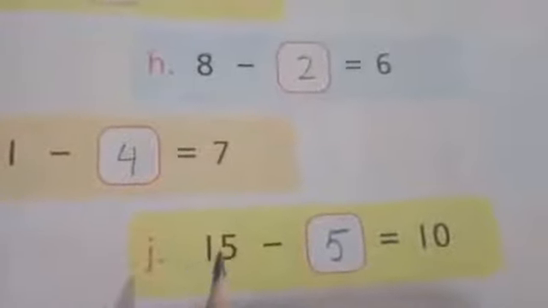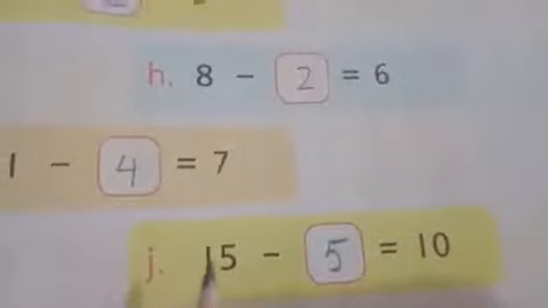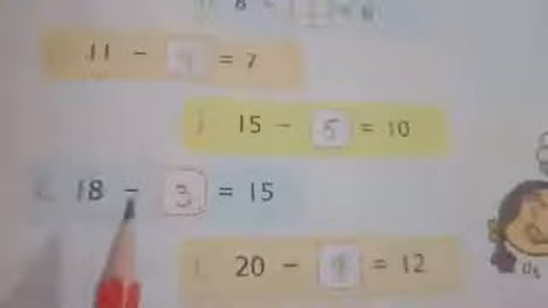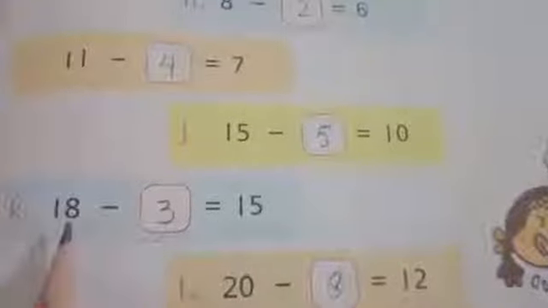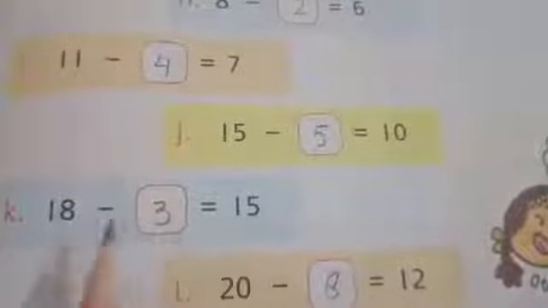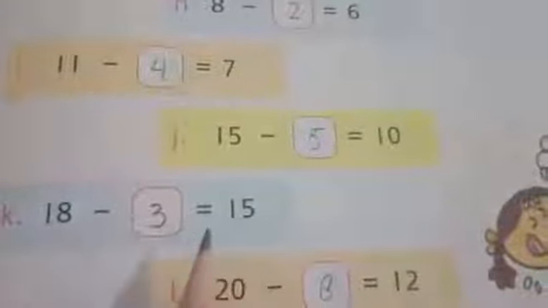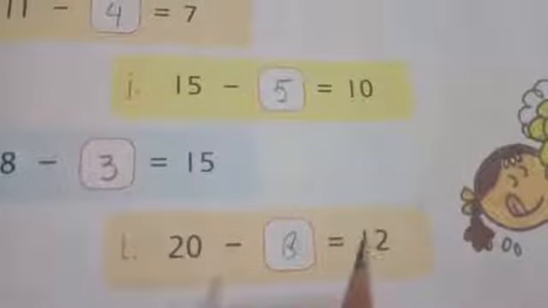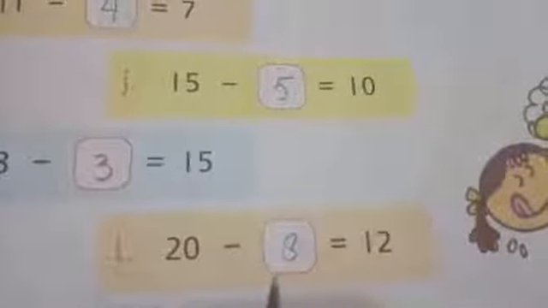Next one is 15 minus dash is equal to 10. When we deduct 15 minus 10, the answer is 5. The next one is 18 minus dash is equal to 15. 18 minus 15, the answer is 3. When we cut 18 minus 3, the answer is 15. The next one is 20 minus dash is equal to 10. When we cut 20 minus 12, the answer is 8.